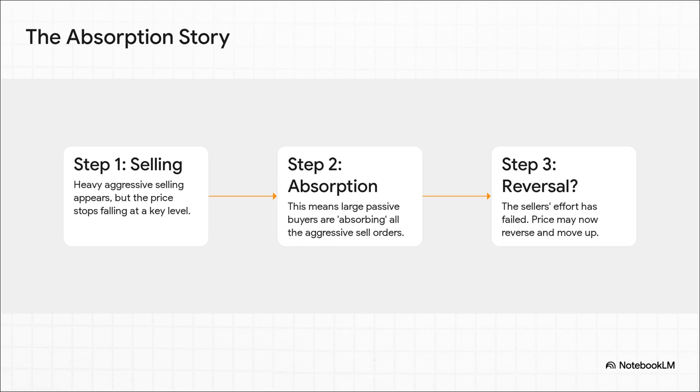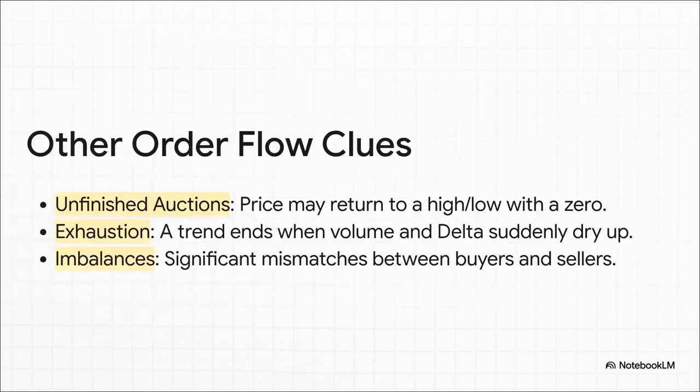Step 2, this tells you that huge passive buyers are sitting at that level, just soaking up every single sell order that comes their way. It's a ton of effort from sellers with zero result. So step 3, the seller's attack has failed. And with all the sellers tired out, where do you think the price is going to go? Often, it's up.